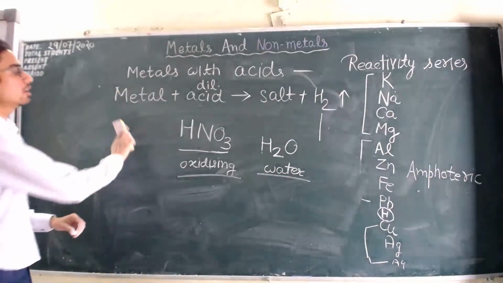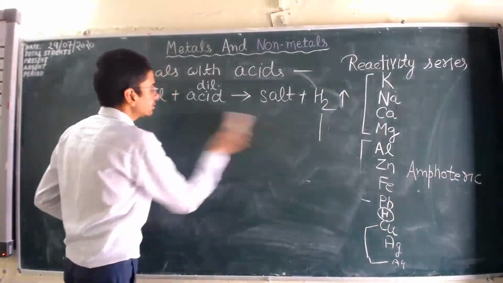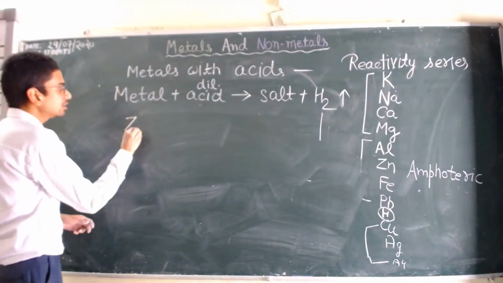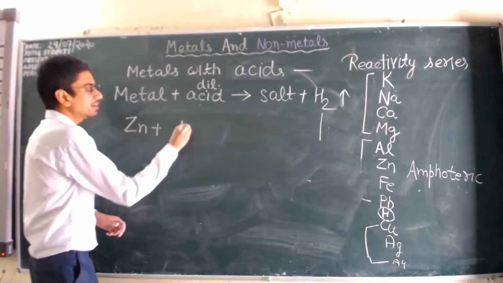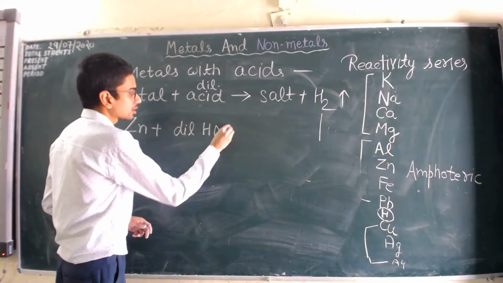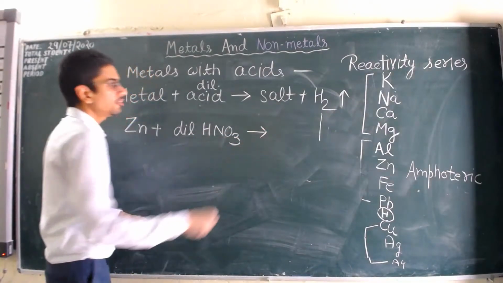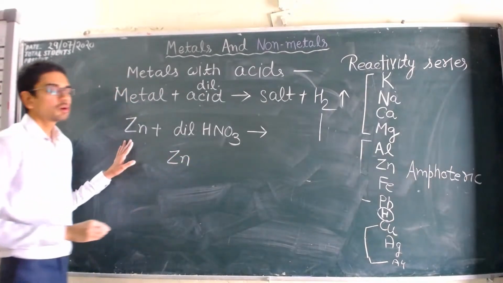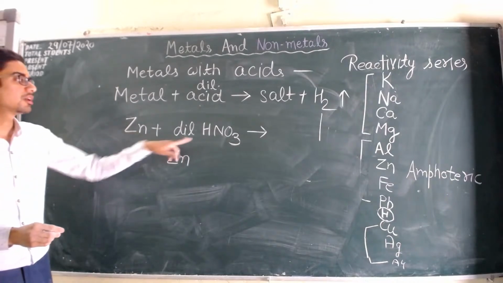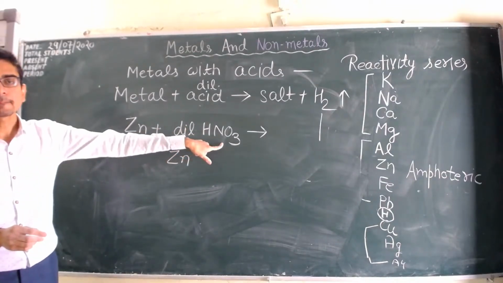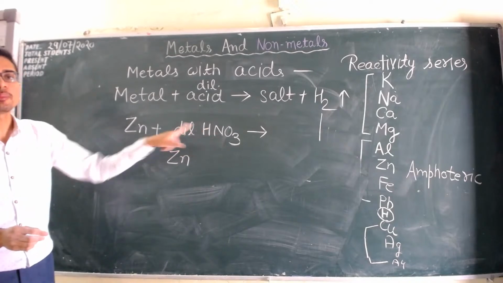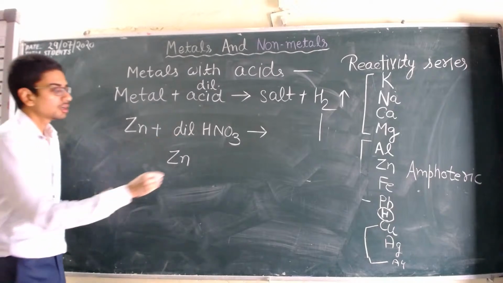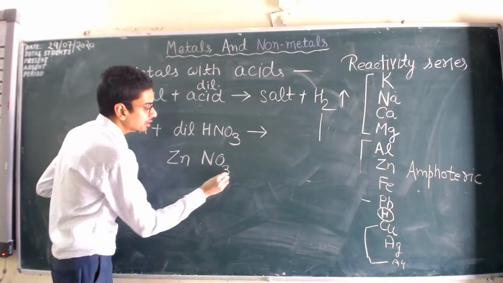So we write one reaction of a metal with nitric acid: metal, zinc, plus, we always take dilute HNO3. What will be the reaction? How will the salt be formed in this reaction? In HCl it was zinc chloride, in H2SO4 it was zinc sulfate, and in HNO3 it will be zinc nitrate. So zinc nitrate will be this.